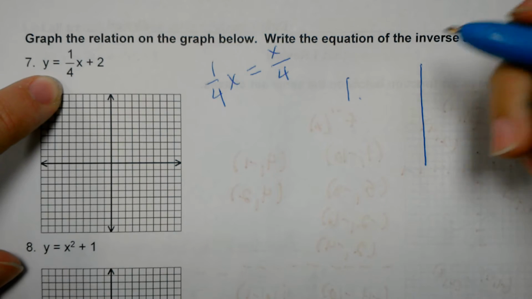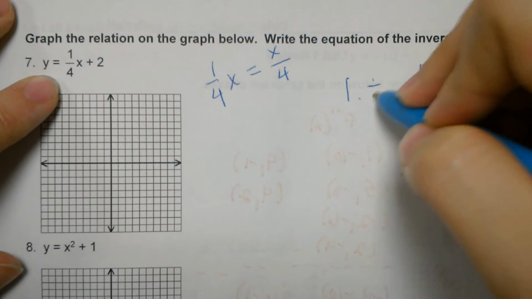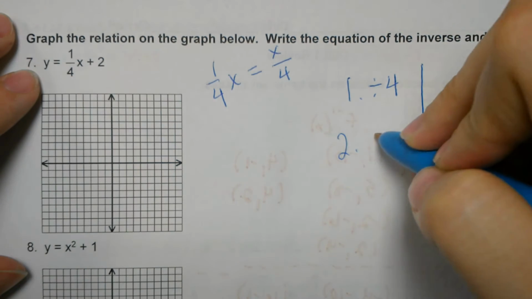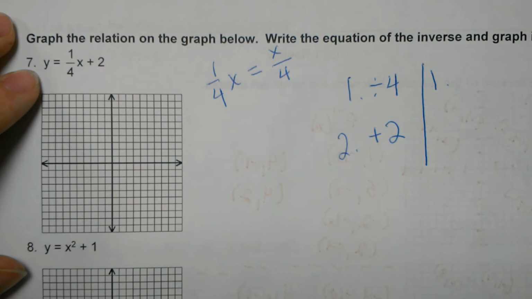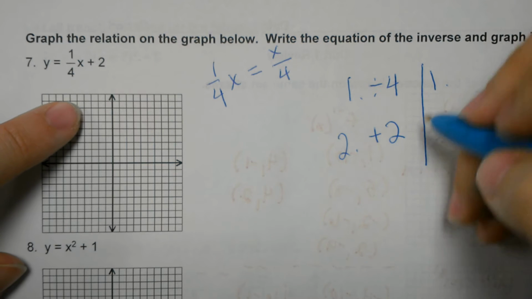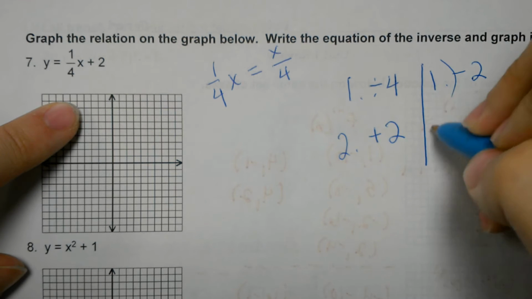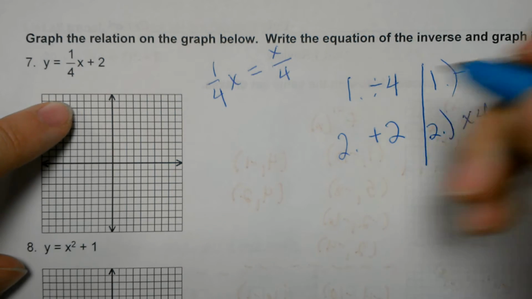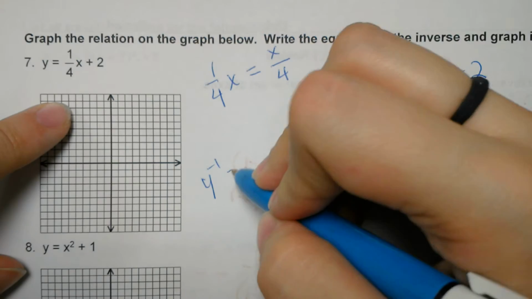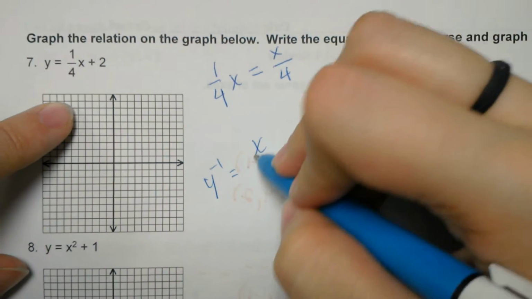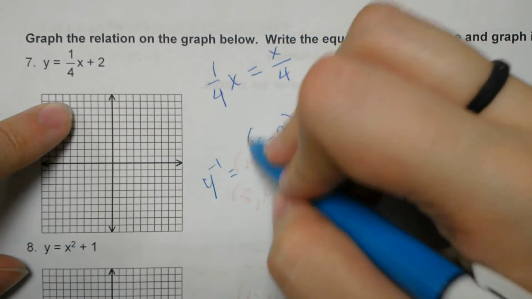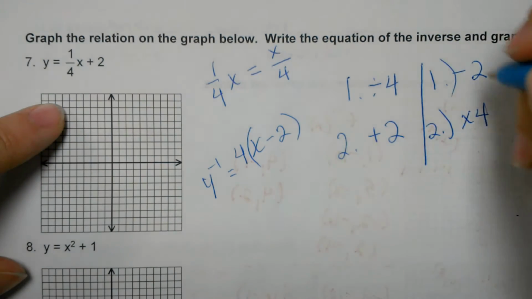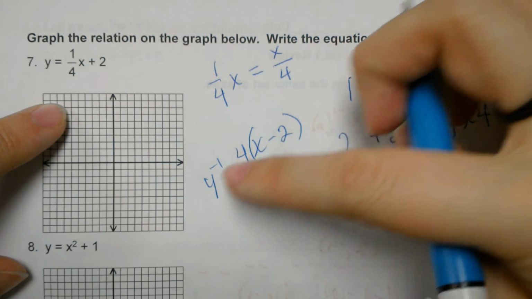So the first thing I did to x was divide by 4. Then I added 2. So with my inverse, I'm going to subtract 2, then multiply by 4. So my inverse is (x minus 2) times 4. And I need my parentheses because I am multiplying x and -2 by 4.